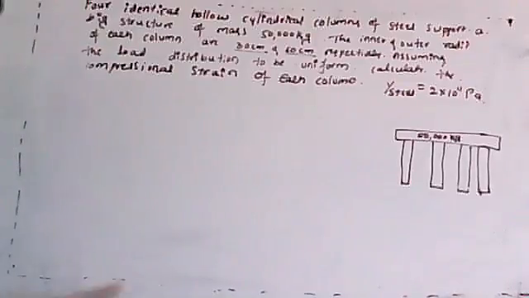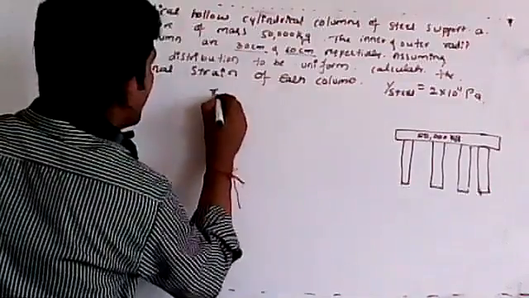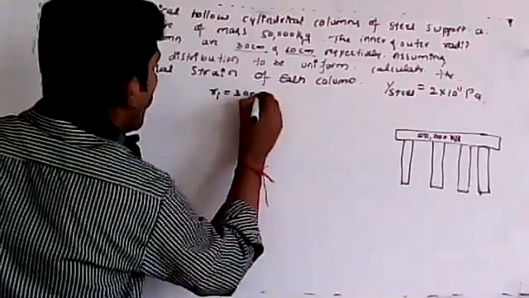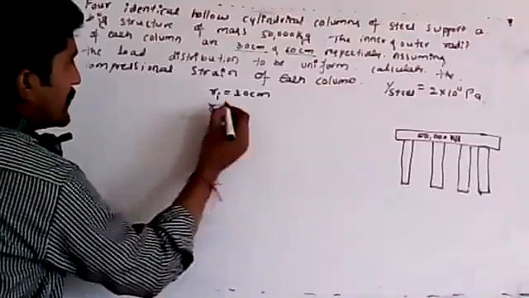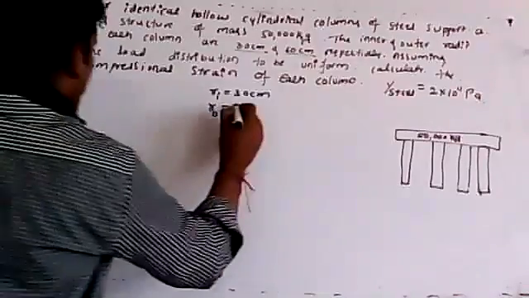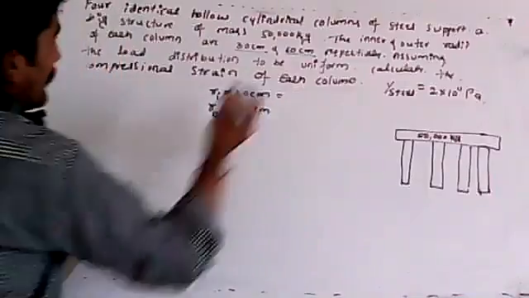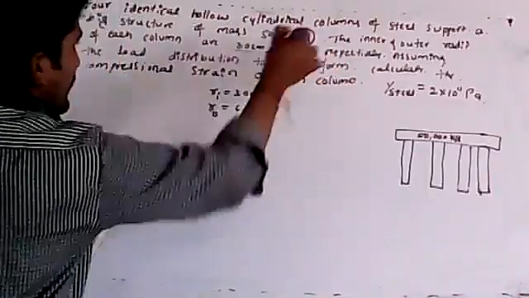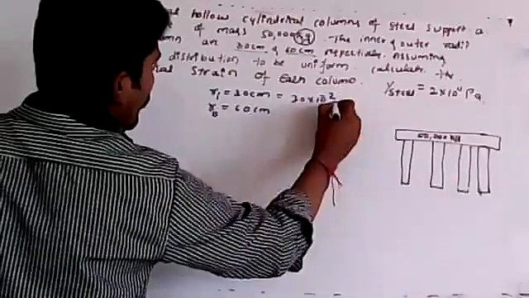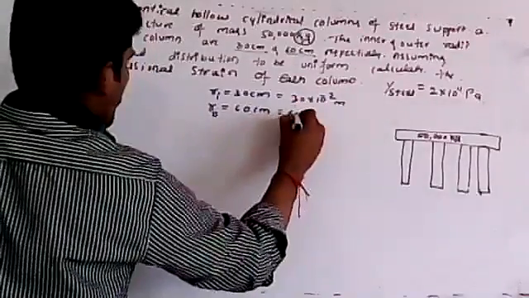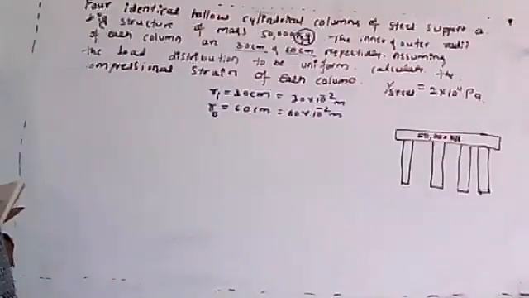Remember, students, in this case, what will happen? Outer radius we can take as RO, and RI means inner radius. Inner radius is 30 centimeter and outer radius is 60 centimeter. We can convert this in terms of meter. Why? Because here kg is there, and kg is a big unit. So 30 into 10 raised to minus 2 meter, and 60 into 10 raised to minus 2 meter. Is it okay?